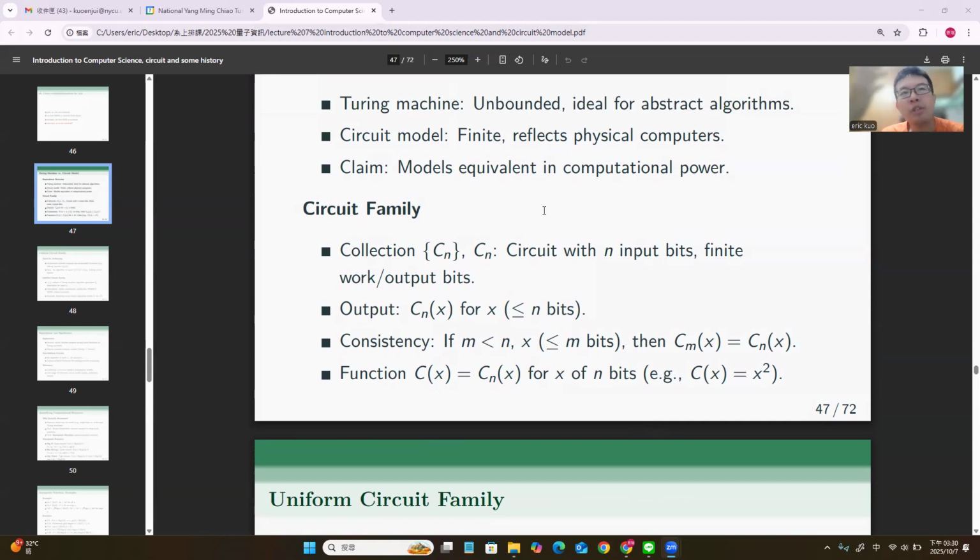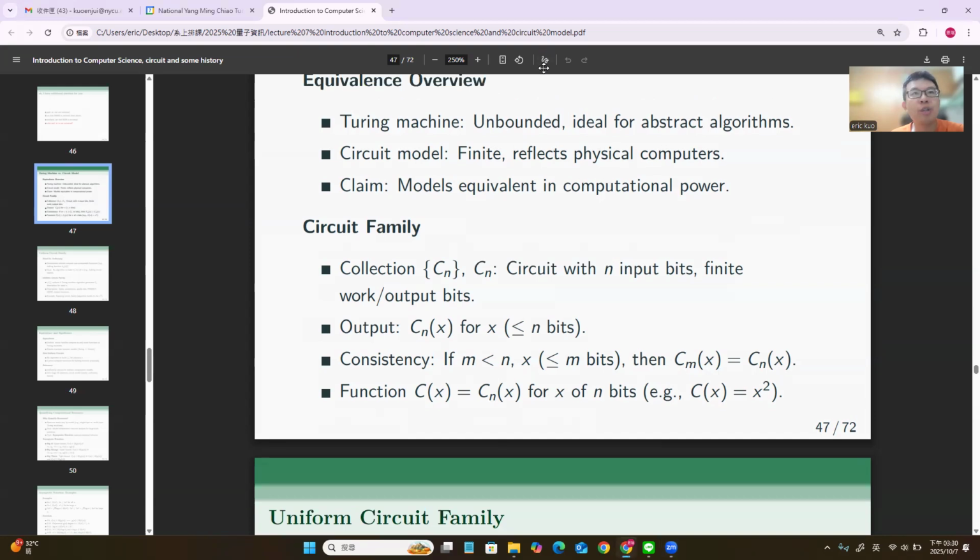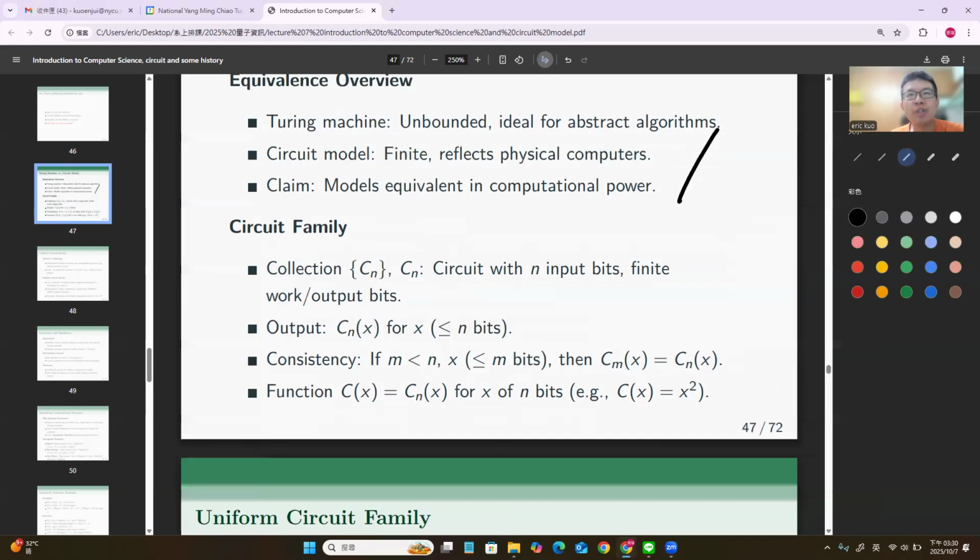So what is a circuit family? For each n input bit, for example, let's say checking whether an n-bit number is prime or not. Suppose you want to use a circuit to do this. You hope that you have a circuit composed of AND, OR, NOT gates, which reads an input and outputs either 0 or 1 to decide whether a number is prime or not. So this is the circuit model.